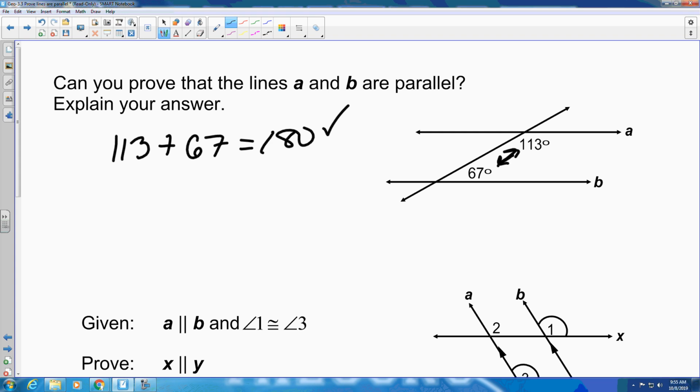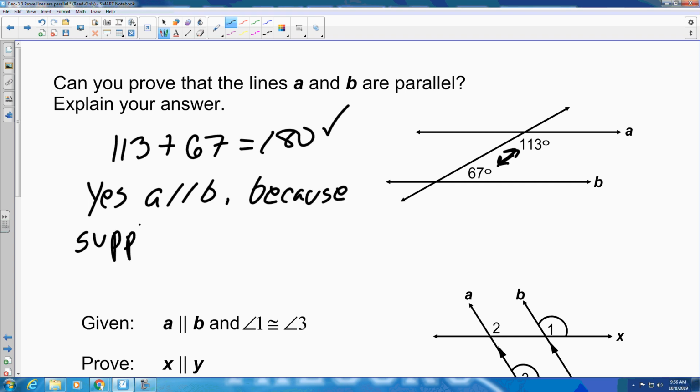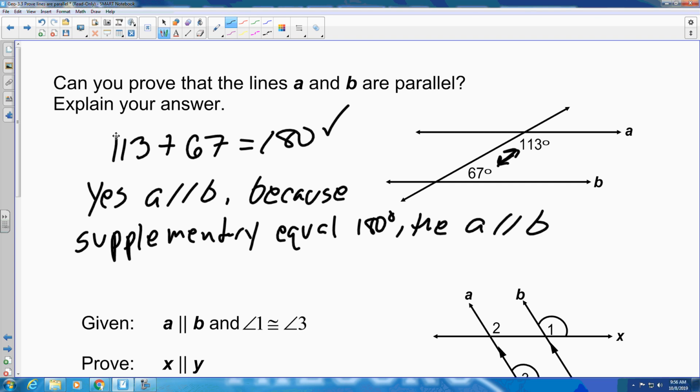So I can say yes, A is parallel to B. My explanation is because supplementary angles equal 180 degrees, then A is parallel to B.